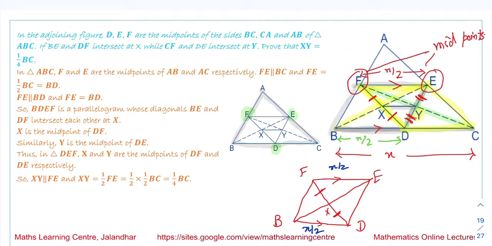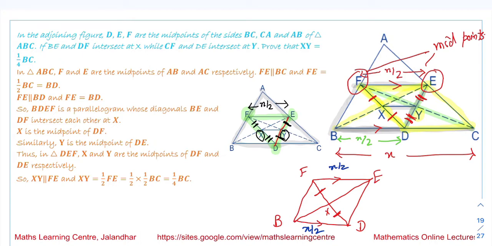Now we look at the triangle DEF. In this triangle, DX length is equal to XF length, and DY length is equal to YE length. It means X and Y are the midpoints. If these are the midpoints, the length of FE is X by 2.